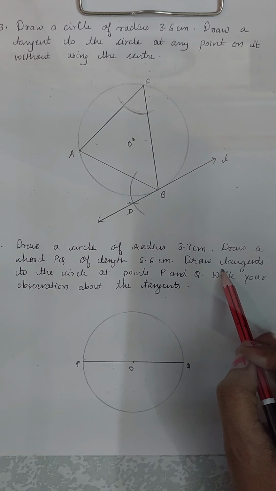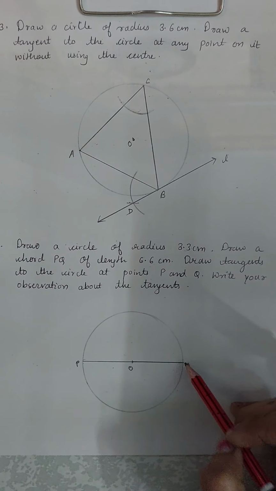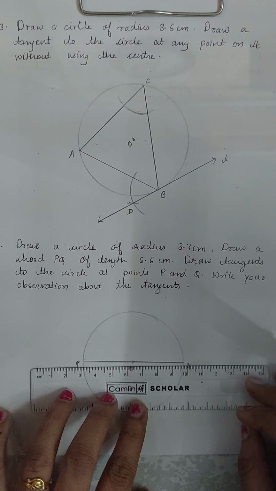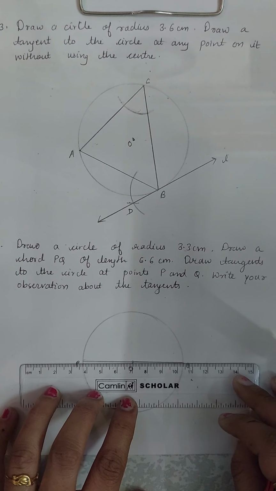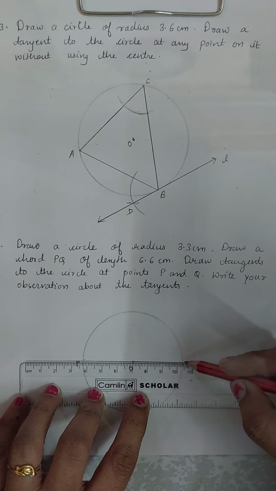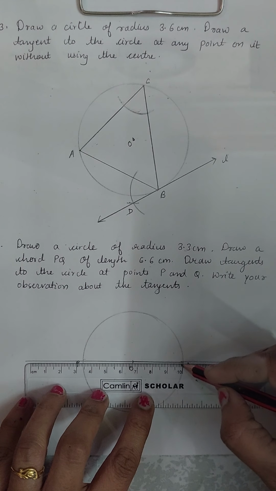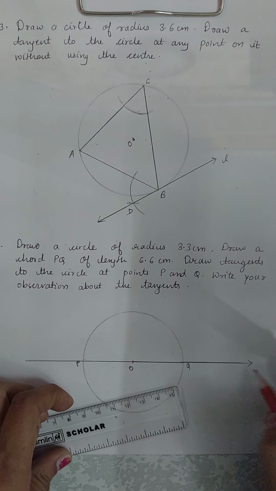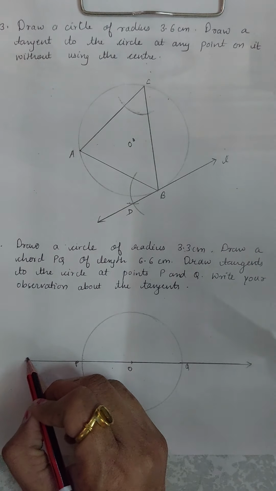Now draw tangents to the circle at points P and Q. So here we have to draw the tangents. That's very easy. We have done this type of first and second sum. So what you will do, you will extend both the sides. From here, and here you are going to extend. Okay. After extending, you are going to draw this ray here and here also.